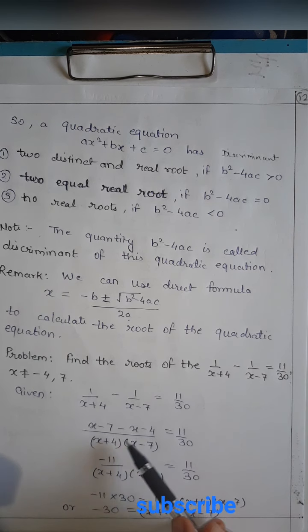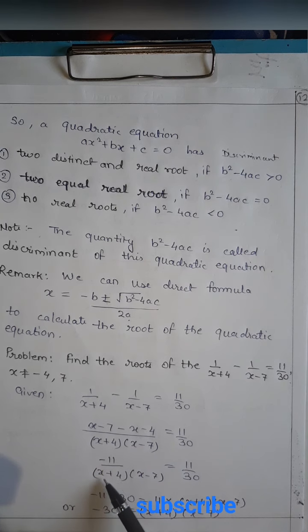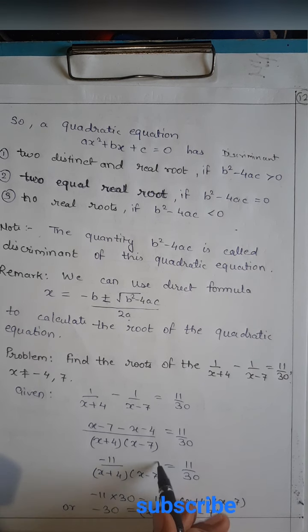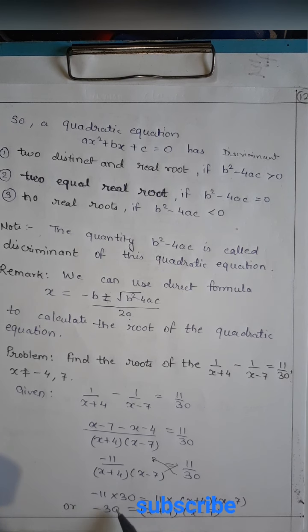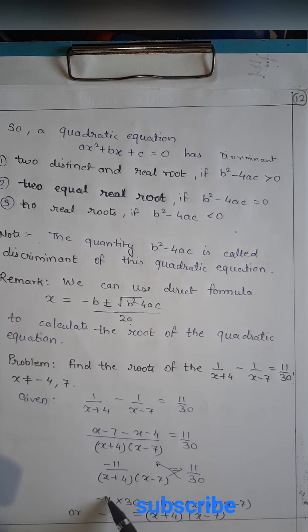x and x cancel out, minus 7 minus 4 is minus 11, over x plus 4 times x minus 7, equals 11 by 30. On cross multiplying, we get minus 11 into 30 equals 11 into x plus 4, x minus 7. Now both sides contain 11, so it will cancel out. It will become minus 30 is equal to x plus 4 times x minus 7.